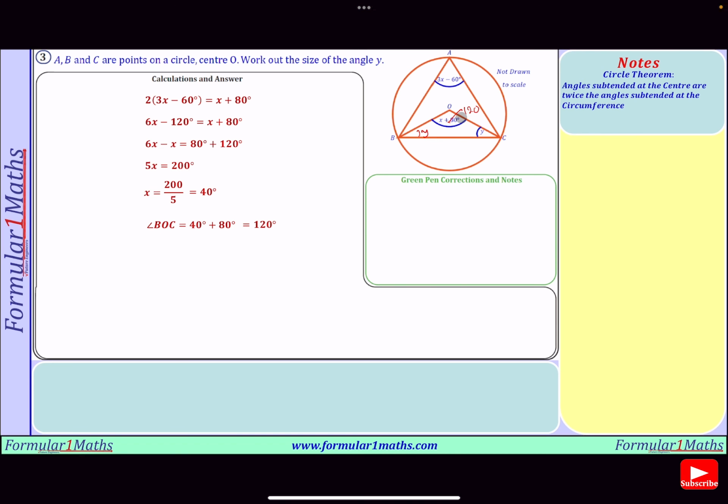So Y plus Y plus 120 equals 180. So we have 2y plus 120 equals 180. Rearrange to get 2y equals 180 minus 120. This will give you y equals 60 over 2, and that means y equals 30. So our final answer is y equals 30.